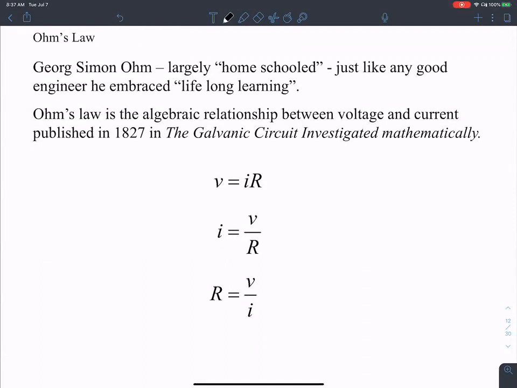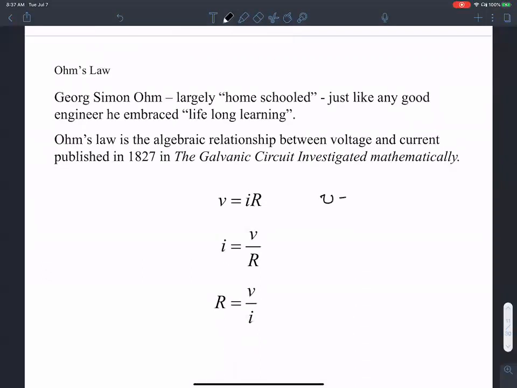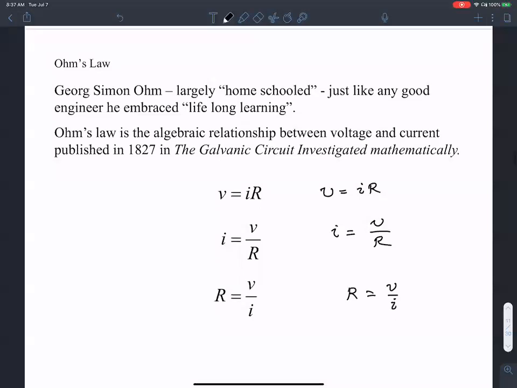The manifestation of Ohm's law can be in three different forms. I is V over R, or R is V over I, and more than these forms, as a matter of fact. But the idea is that I times R gives you the voltage across the resistance. That's the idea of Ohm's law.